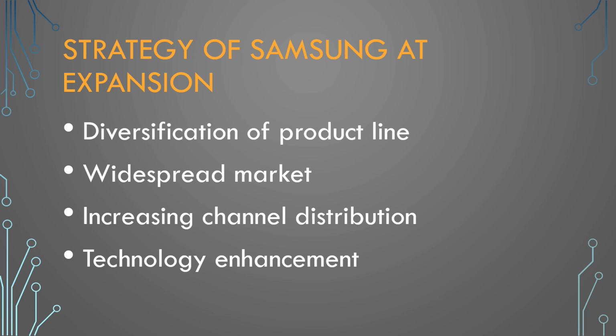Strategy of Samsung at expansion level. They diversified the product line. They widened the market. They increased the channel distribution. They have also done technology enhancement. So these are the stages of Samsung. So this way we have covered the life cycle of the enterprises.